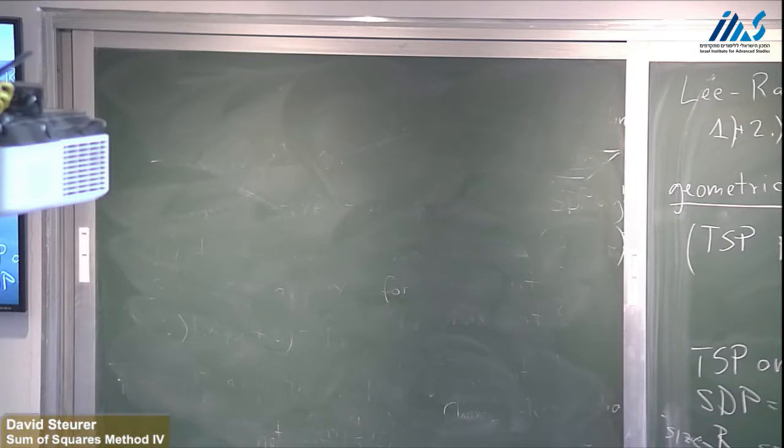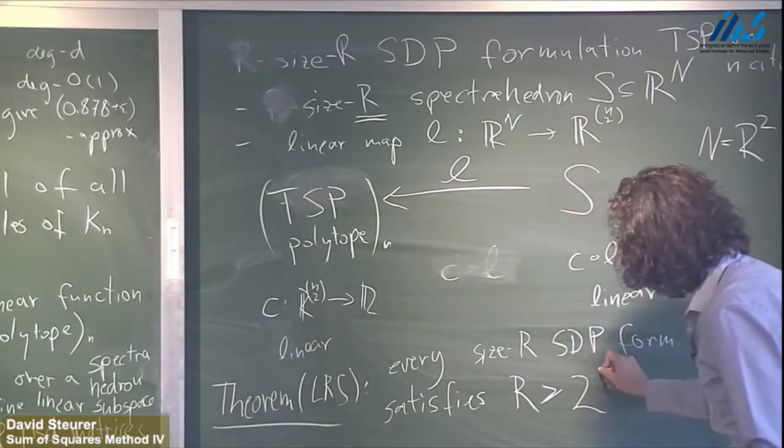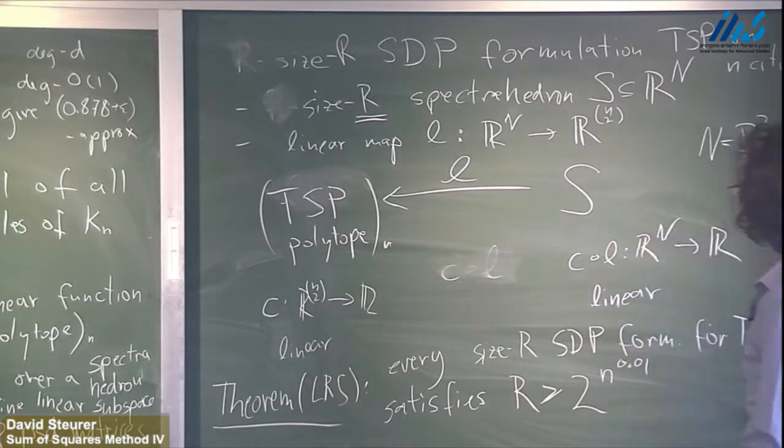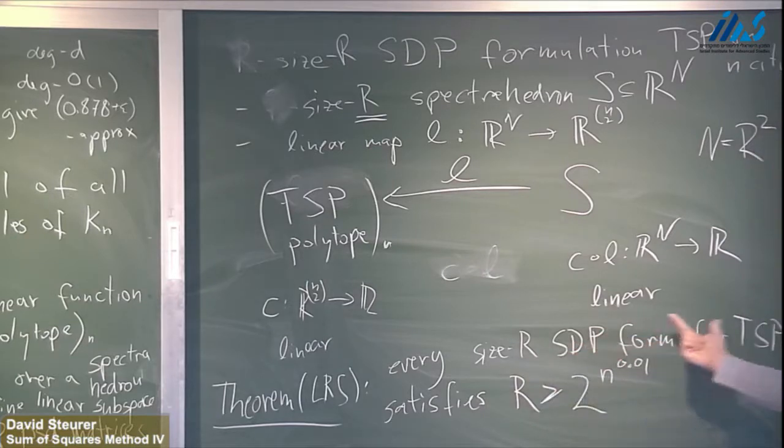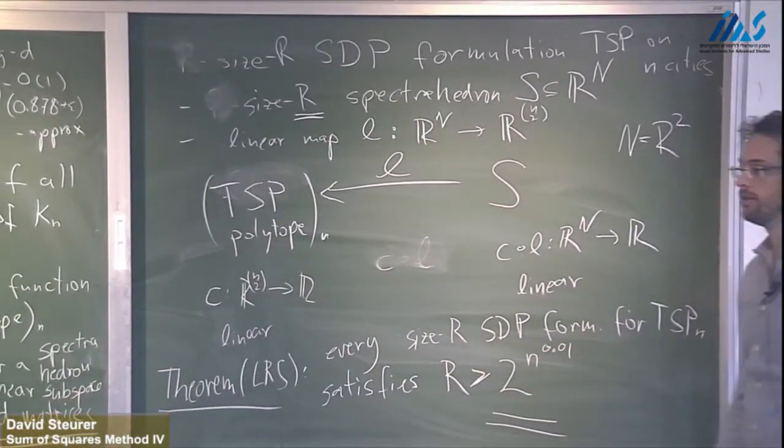Maybe let me state here the theorem from LRS about this picture. CLRS was for the LP case. For the SDP case, every size R SDP formulation for TSP on n cities satisfies that R has to be at least 2 to the n to the 0.01. So the minimum size of an SDP formulation for the traveling salesman problem is exponential in n to the 0.01.